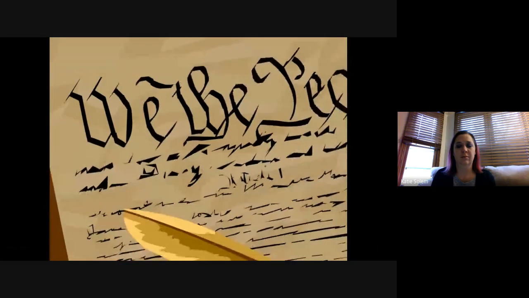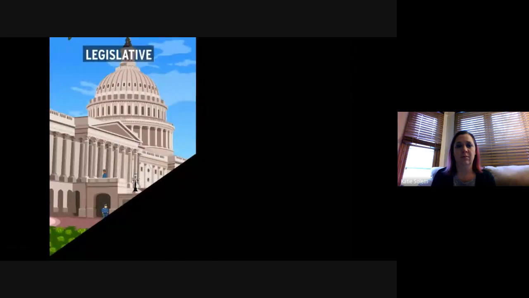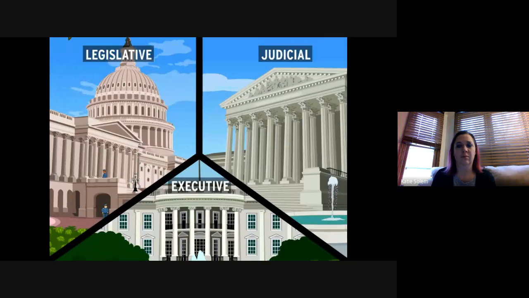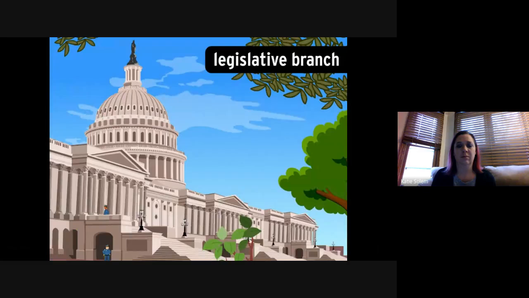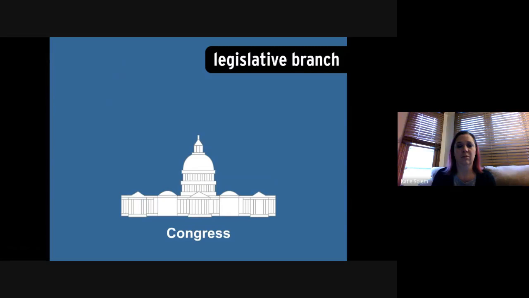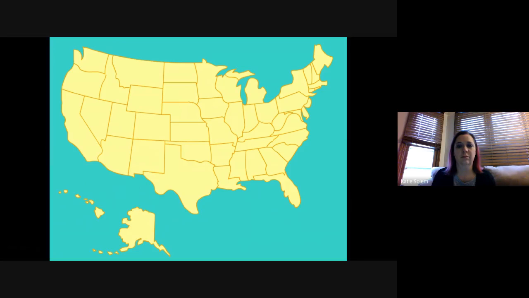When the Constitution was drafted, the framers divided the federal government's powers between the legislative, executive, and judicial branches. The Capitol building is home to the legislative branch of government. That's Congress. The United States Congress writes our nation's laws. The Congress is made up of the House of Representatives and the Senate. Both are made up of people from every state.